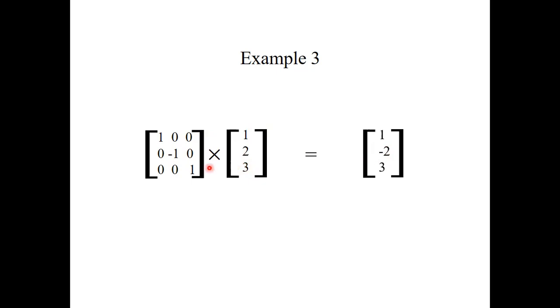So last but not least, we have to multiply the third row with our one and only column. Well, that gives 0 times 1 plus 0 times 2 plus 1 times 3. So that gives 3 overall. Okay? And we now see that our product matrix is a 3 times 1 matrix.